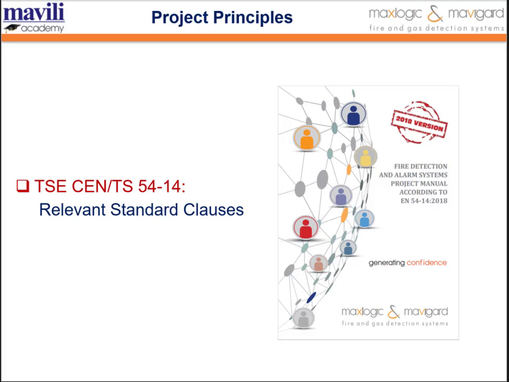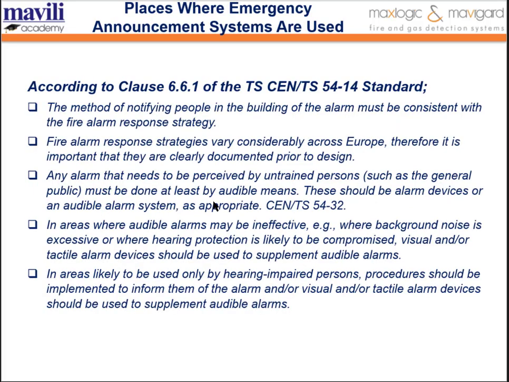We will also talk about the relevant standard clauses, EN 54-14. Places where emergency announcement systems are used are in clause 6.6.1. The method of notifying people in the building of the alarm must be consistent with the fire alarm response strategy.